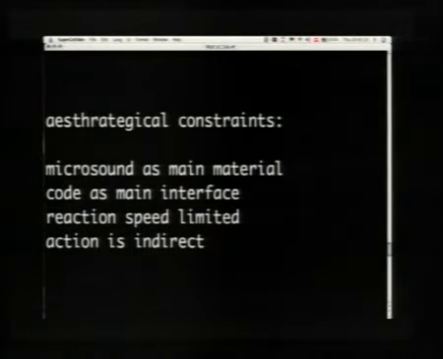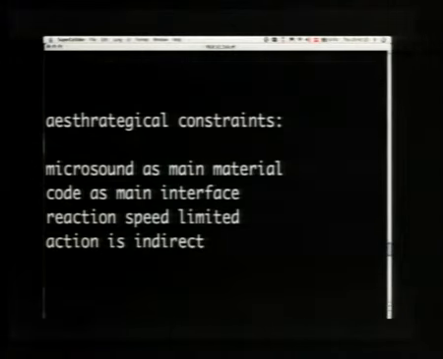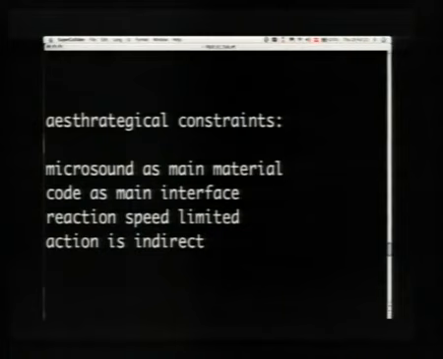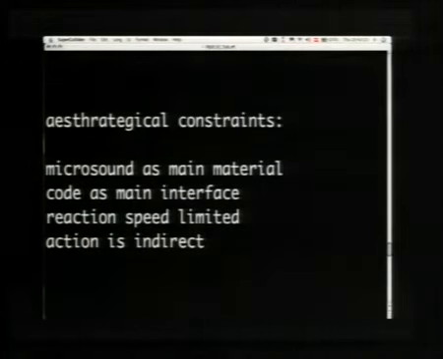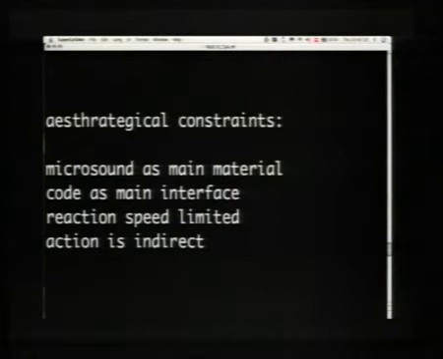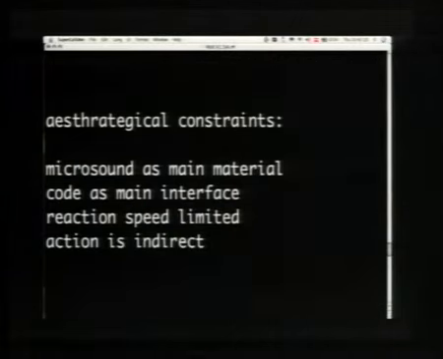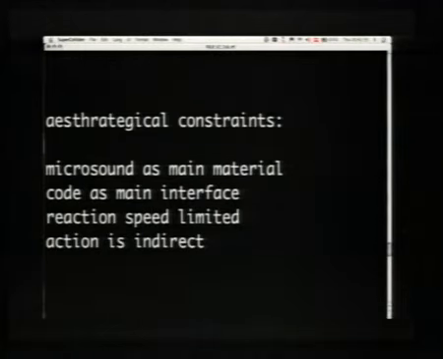This is another set of constraints. We weren't sure whether these were aesthetical constraints or strategical constraints. Anyway, what we have, we limit ourselves to microsound as the main material. On one hand, because we like it, and because it's very interesting to mold.